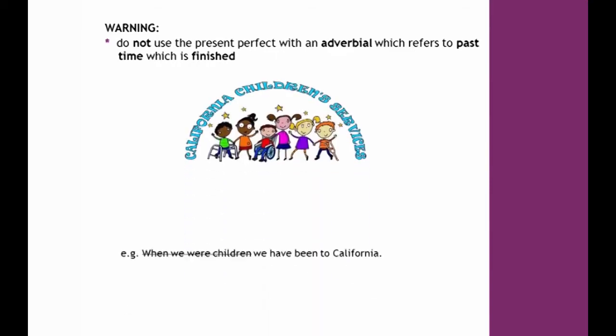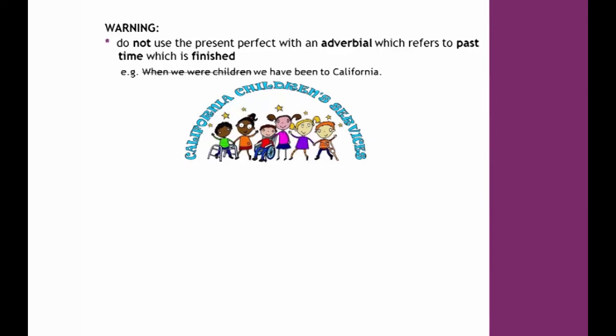Warning. Do not use the present perfect with an adverbial which refers to past time, which is finished, already done. So, example. When we were children, we have been to California. Do not use that one because you have already been a child, or you were already children before this happened.